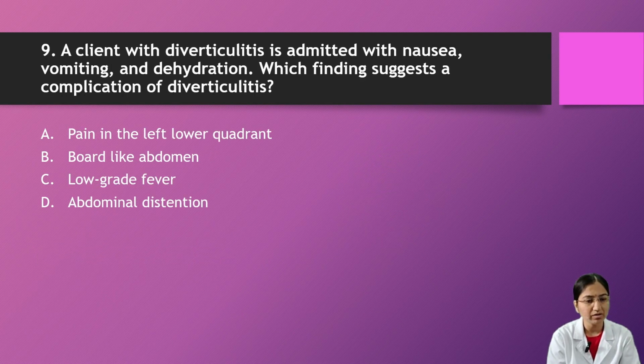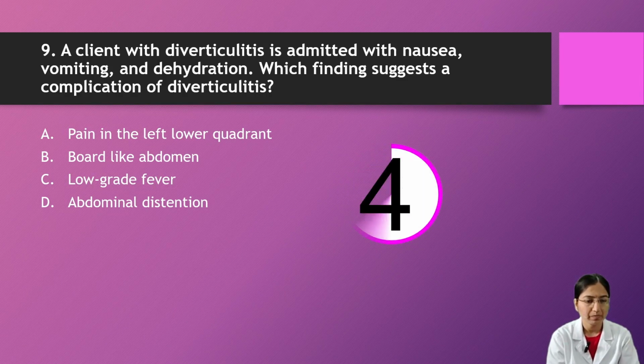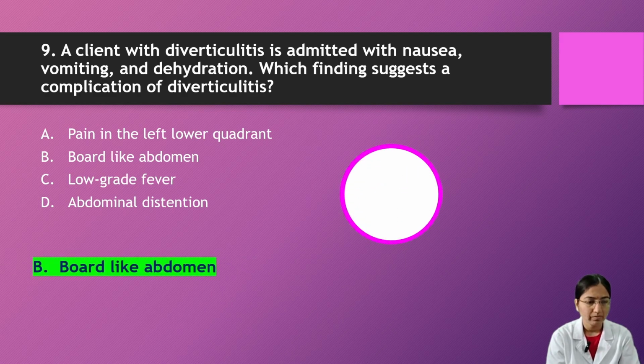A client with diverticulitis is admitted with nausea, vomiting and dehydration. Which finding suggests a complication of diverticulitis? Options are here. Right option is B. That is board-like abdomen.